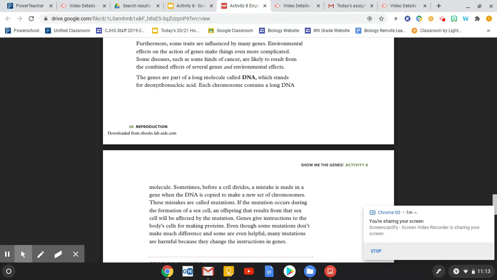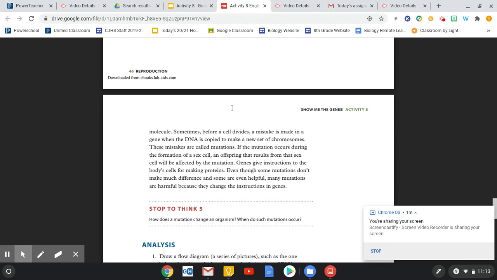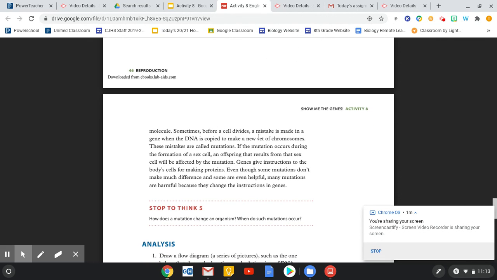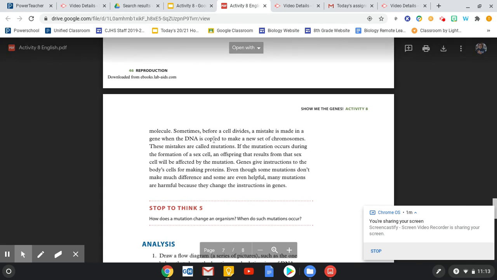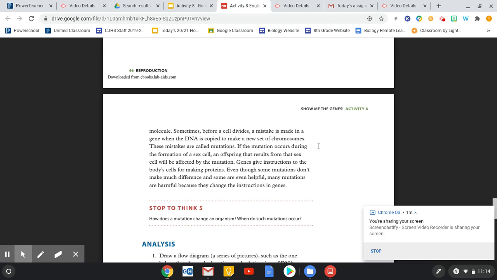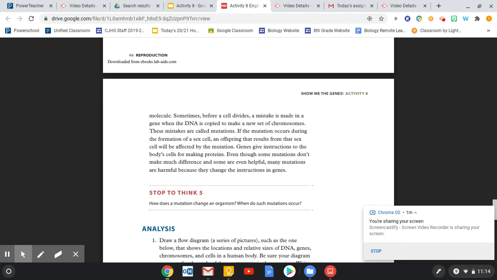The DNA molecule makes up the chromosome. But now we're going to talk about what happens when a mistake happens. Sometimes a mistake is made in a gene when the DNA is copied to make a new set of chromosomes. These mistakes are called mutations. If the mutation occurs during the formation of a sex cell, an offspring that results from the sex cell will be affected by the mutation.